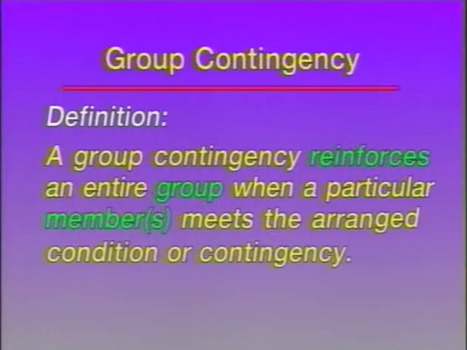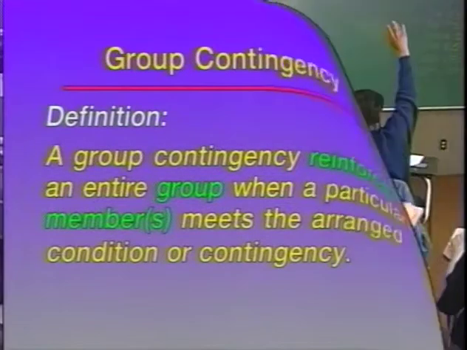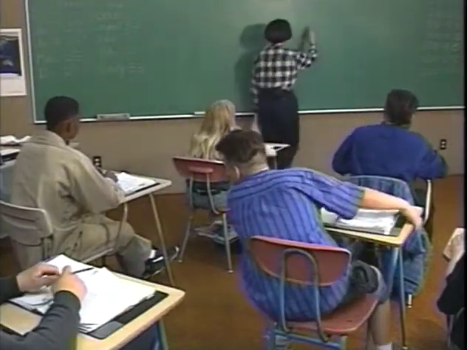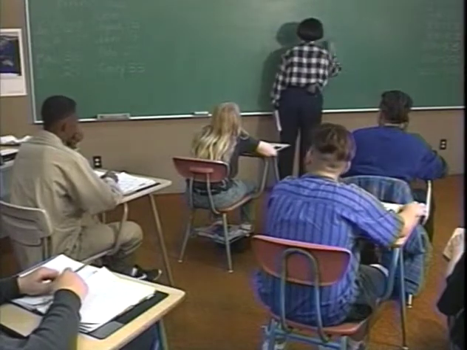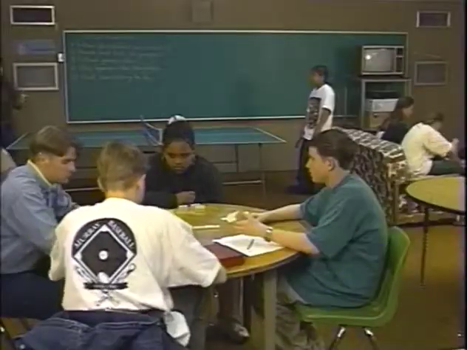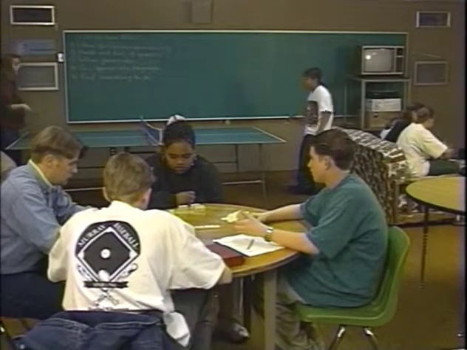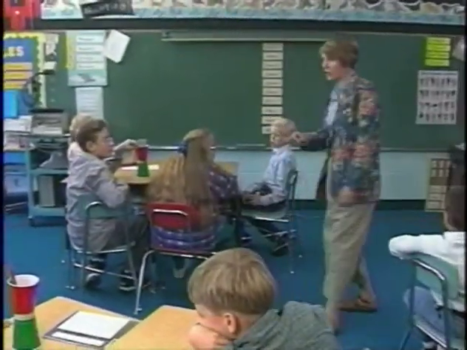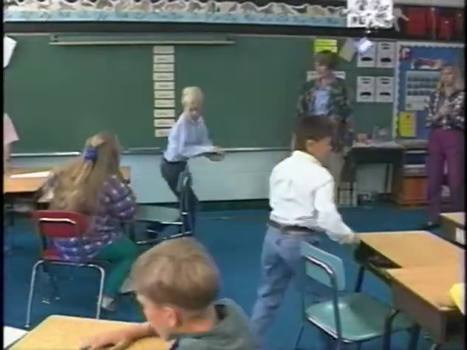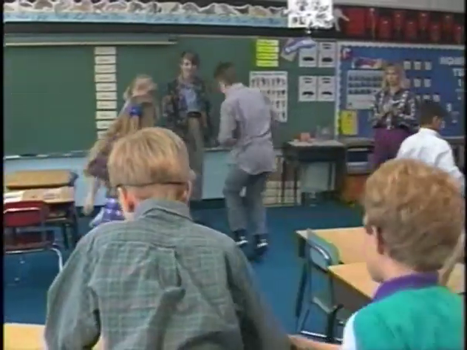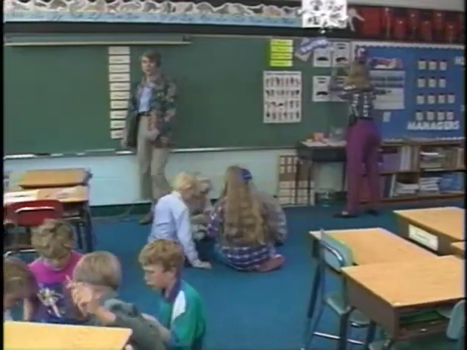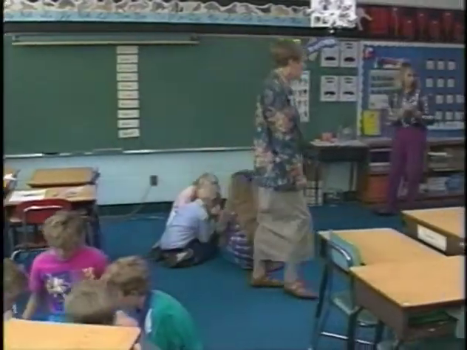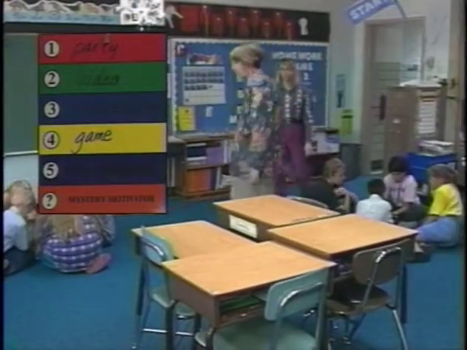A group contingency reinforces an entire group when particular members meet the arranged condition. Group contingencies are commonly used to reduce problematic behaviors. For example, these students are helping Mike to listen and not talk with his neighbors. If Mike is successful, the entire group receives a reward. Group contingencies can also help improve academic performance. For instance, this instructor wants to motivate the class to work cooperatively on assignments. Each day she randomly selects three students. If these students are on task and working well together, then the entire class chooses from a menu of reinforcers.